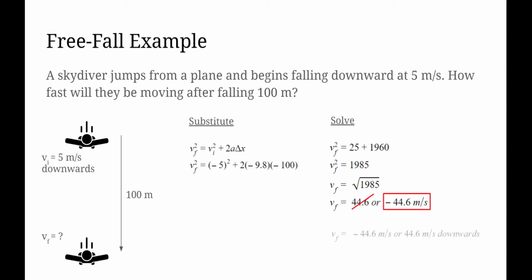And then when we write that, we could write that as either negative 44.6 meters per second or 44.6 meters per second downwards. You don't have to say both. You can just pick whichever one you think makes more sense or whichever one you are more comfortable with. So we'll always assume negative just means down or to the left, just in the negative direction.